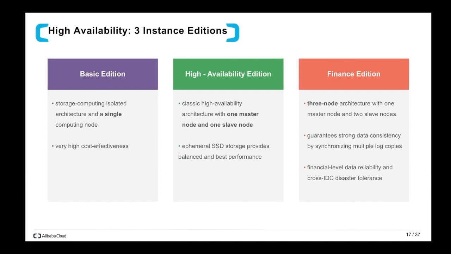Here are the 3 instance editions. You can choose Basic Edition, High Availability Edition, and Finance Edition when you create an RDS instance. The Basic Edition is a single node instance. So if you choose Basic Edition, you will only have 1 node. So it will save a lot of money for you.